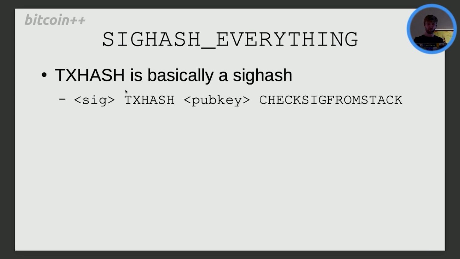Oh, here I missed the field selector, sorry. Can you see the cursor? Here needs to be the field selector first. But you can get the hash and then check the signature over that hash from the stack.